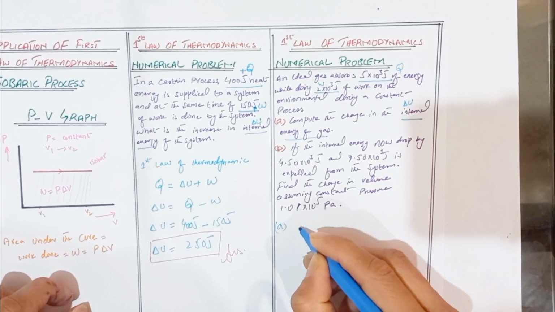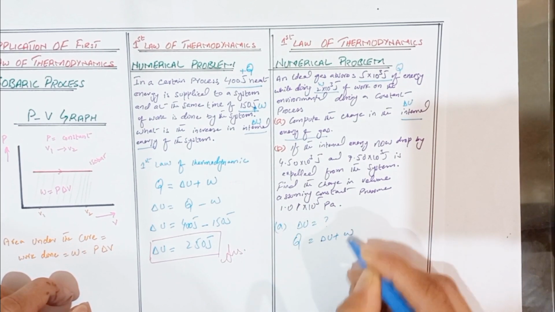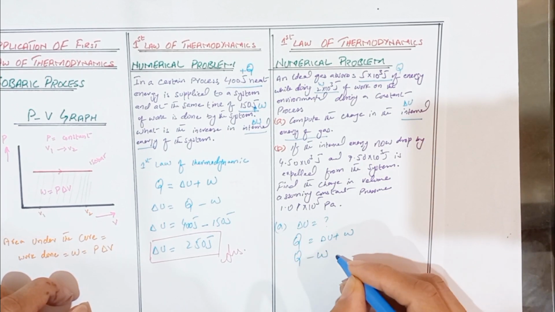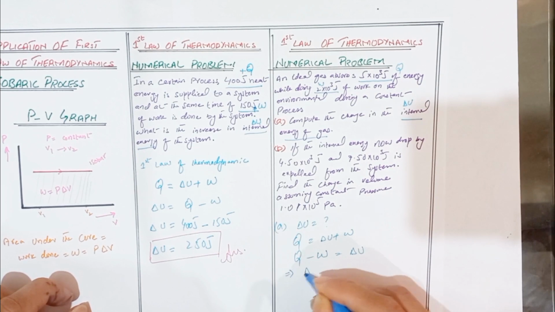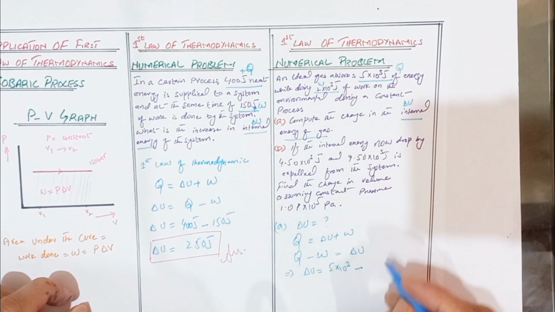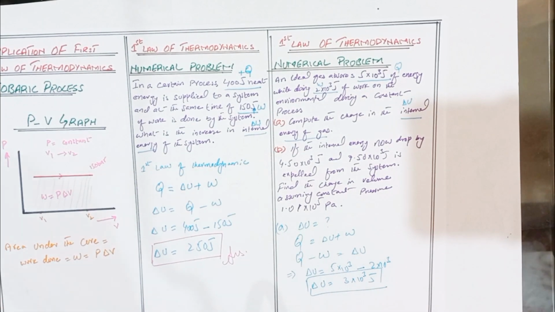So in the first part we find the change in internal energy. We know that Q is equal to ΔU plus W. To find internal energy, the work done comes here and becomes minus. So here we can find ΔU. Q is given 5×10^3 minus W is given 2×10^3. So ΔU is equal to 3×10^3 joule. That is the change in internal energy.